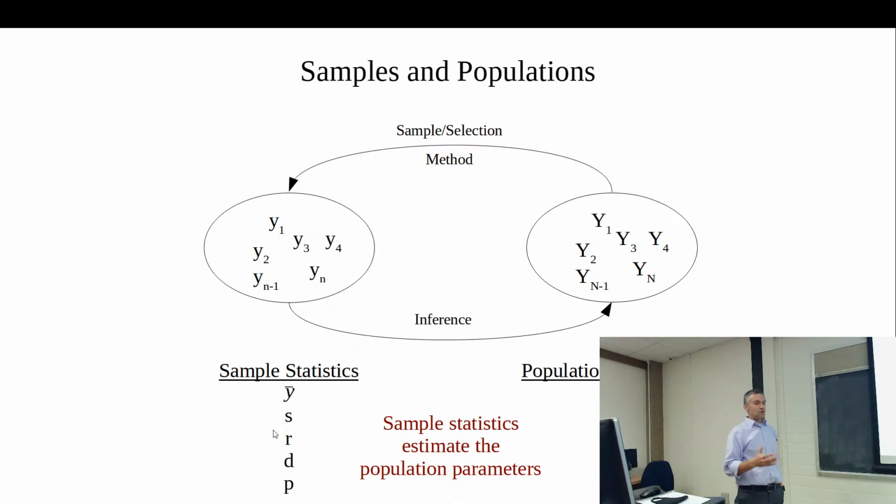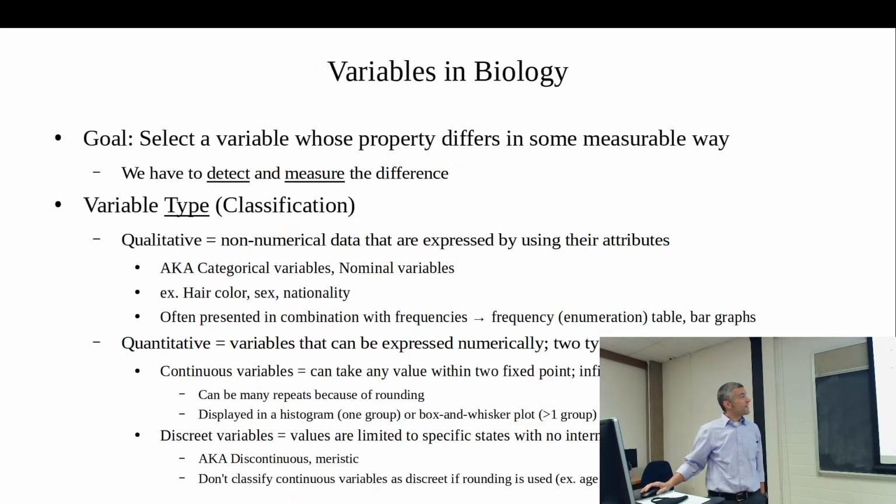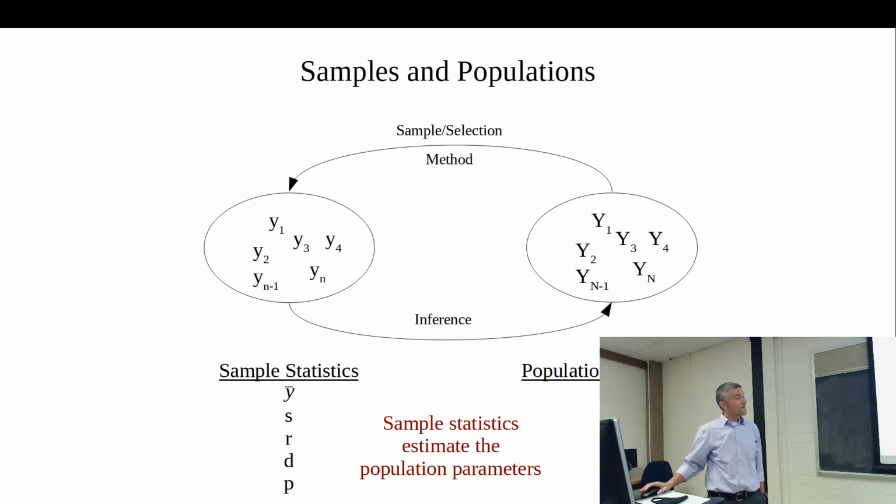We have a term called bias. Some of our sample statistics are biased. They will actually underestimate the population parameter. But the point is, we use our sample statistics to make inferences about our population parameters. All right, you good?